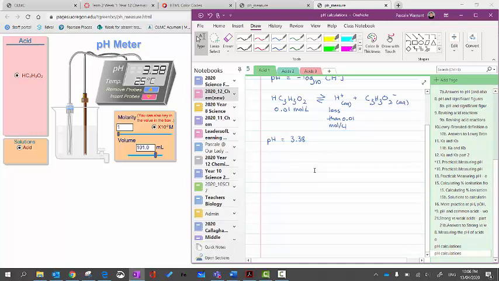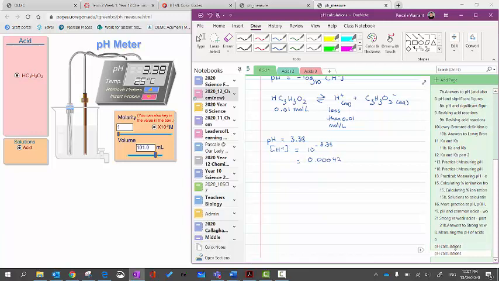So since the pH is 3.38, we can work out the hydrogen ion concentration. If you remember, the hydrogen ion concentration is going to be 10 to the power of minus pH, which is 0.00042.